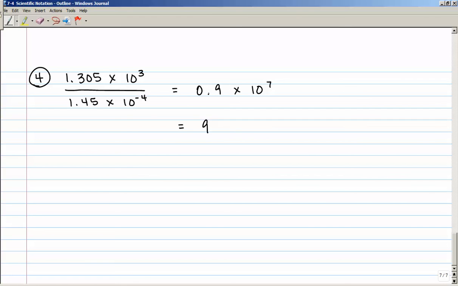and in doing so, I really multiplied this by 10. 0.9 times 10 gives me the 9 that I need to have. Since I multiplied by 10, to offset that I need to divide by 10. So that's going to give me 10 to the 6th. So 9 times 10 to the 6th, and writing that in standard form means for my decimal point here I need to move 6 places to the right. So that's going to give me 6 zeros, or 9 million.